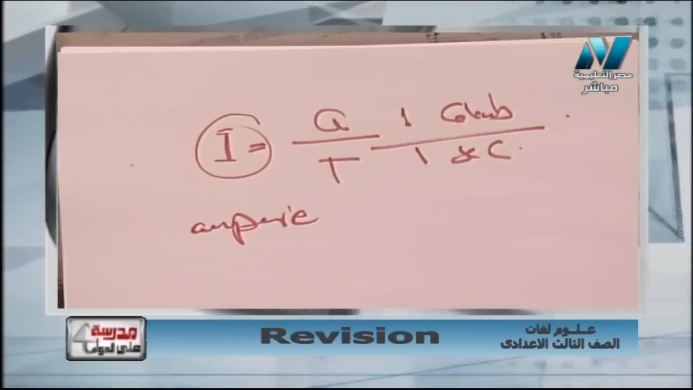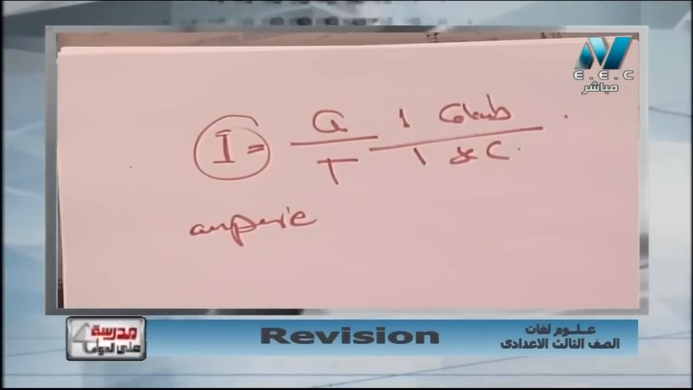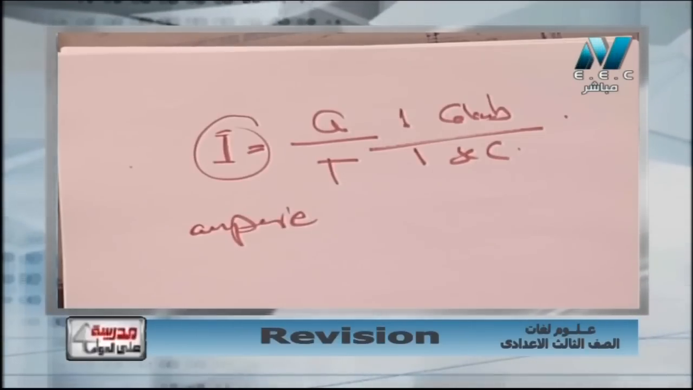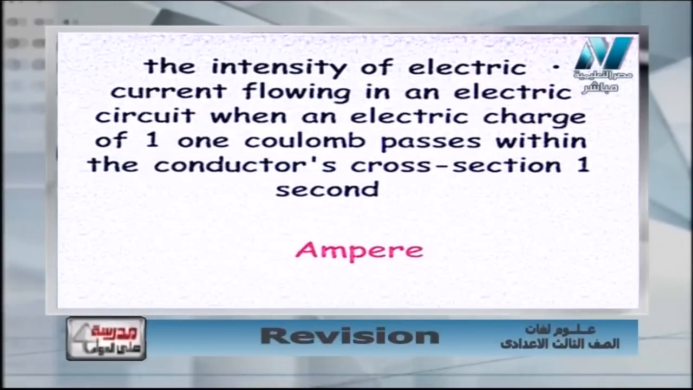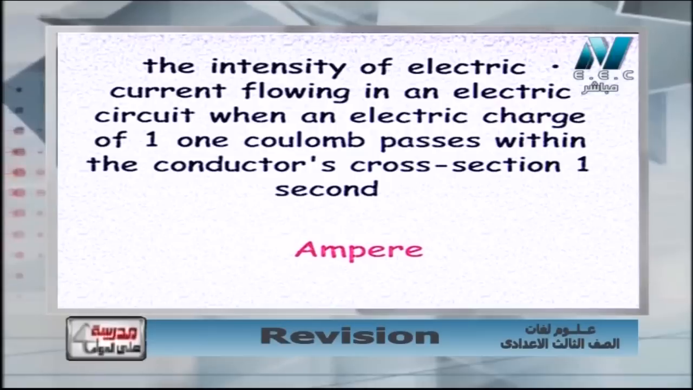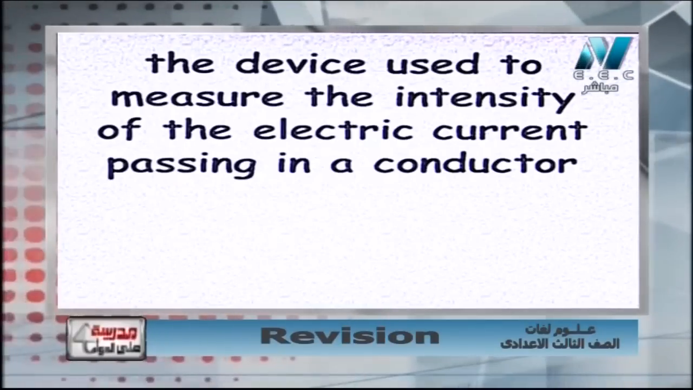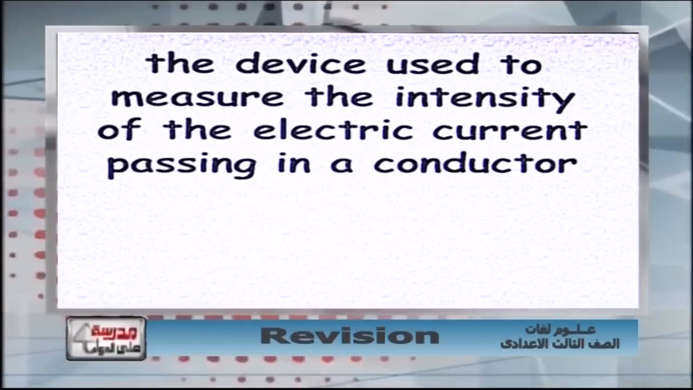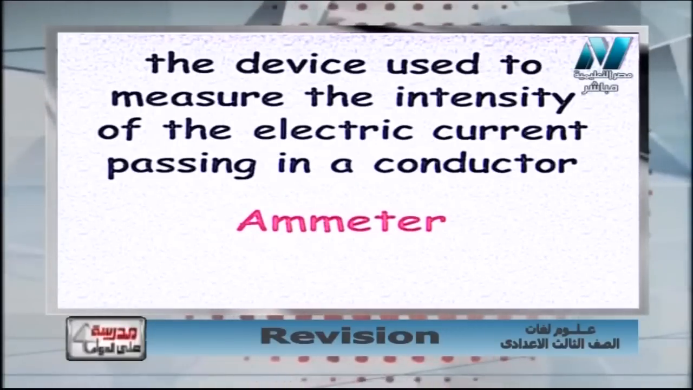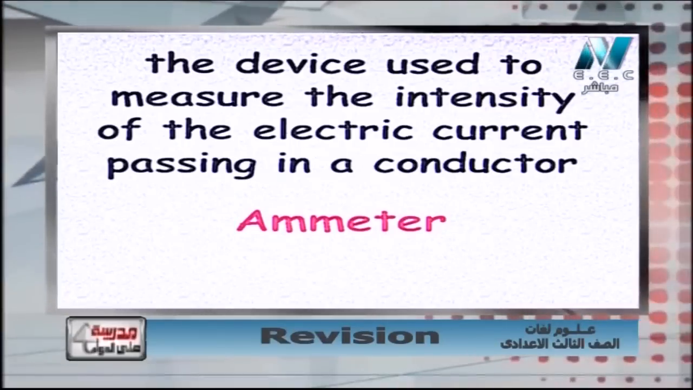So ampere is what? Ampere is the quantity of electricity passing through the circuit in 1 second. So again, the intensity of electric current flowing in electric circuit in 1 second that has quantity of electricity of 1 coulomb, it will be the ampere, okay? Another question that says, the device used to measure the intensity of the electric current passing in a conductor, sure, it will be the ammeter. The device used to measure the intensity of the electric current passing in a conductor, it will be the ammeter.